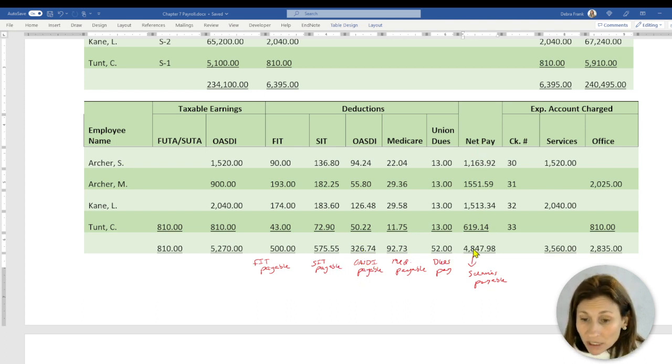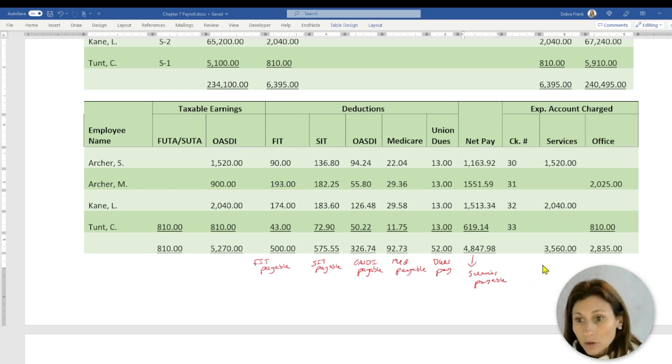The net pay is what we're actually going to cut the check for. You can see the check numbers are right there. That's where we're going to actually write the check for our employees. They're not getting the gross amount because all these taxes are being taken out, and this is the net amount that they're actually getting. So that is our salaries payable. Those are all my credits that I'm going to record.